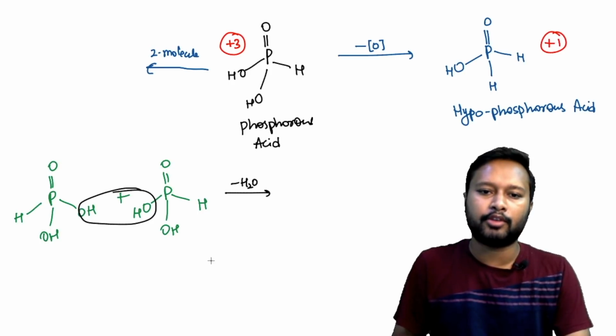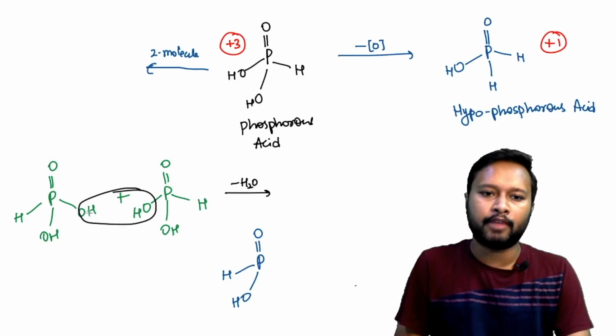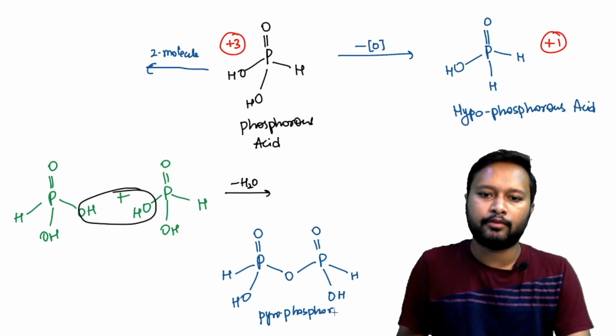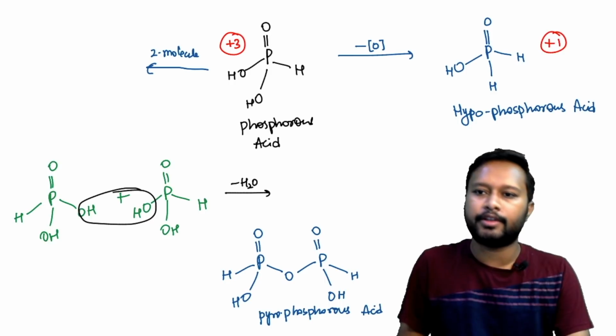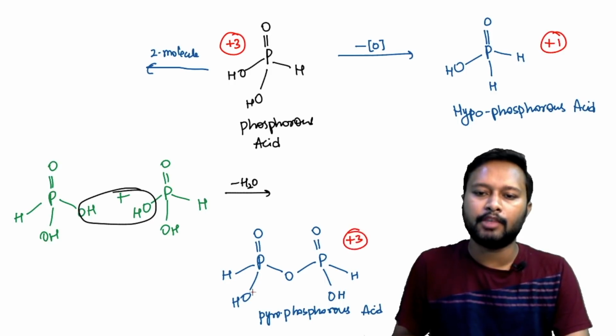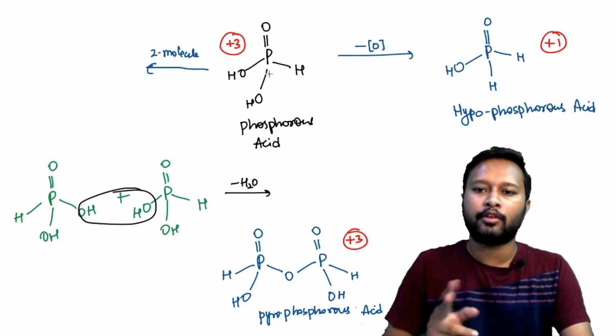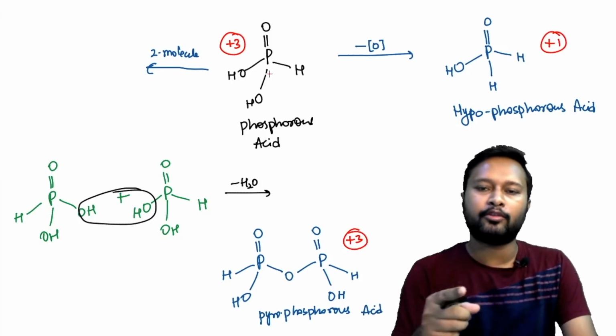So the structure which you are going to get will be this: P double bond O, H, OH. Then since you have removed water, one H and OH will be removed. One oxygen is left out here, so that oxygen will be here, and the rest of the molecule you just have to draw like that only. So this oxoacid is called pyrophosphorus acid. The oxidation state is still +3, because it is phosphorus acid. Now with the help of phosphorus acid, we have formed 2 of them, hypophosphorus acid and pyrophosphorus acid.